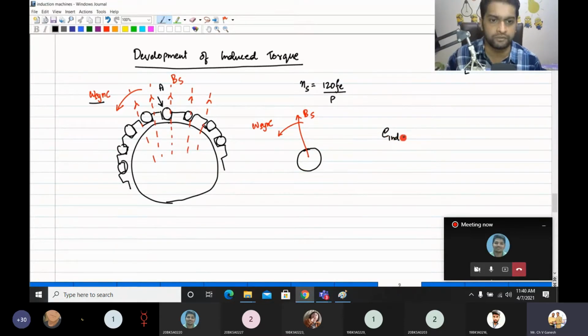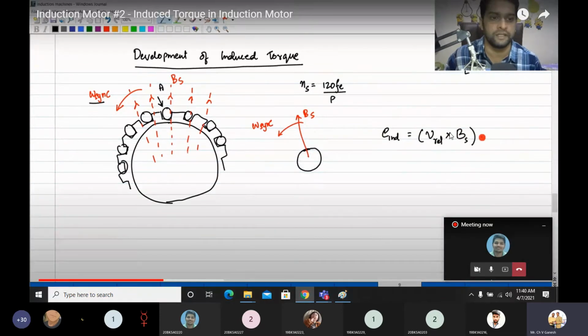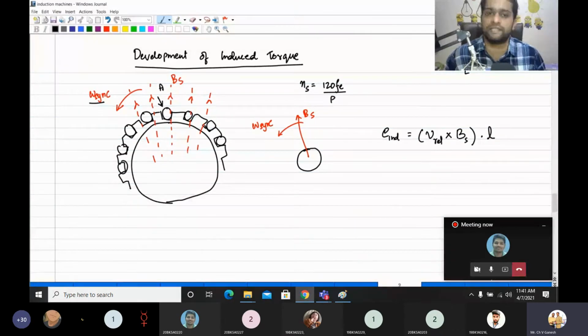So the EMF induced is equal to the relative velocity between the stator field and the conductor, V cross B. Always, if there is a relative motion between the stator magnetic field and rotor, then only all this will come: induced EMF, current, as well as torque. If there is no relative motion between these two, there is no induced EMF, no current, and no torque. Always there is a relative motion between the stator magnetic field as well as the rotor. So this is the basic equation that we have seen in DC machines, AC machines, etc.